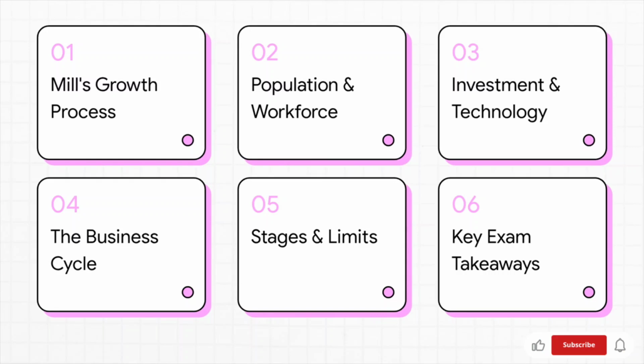All right, here's the plan. First, we'll tackle Mill's growth process. Then, we'll look at population and the workforce. After that, it's investment in tech, and then the business cycle. We'll wrap it all up with his big ideas on the limits to growth and, of course, a killer summary slide with all the key takeaways for your exam.